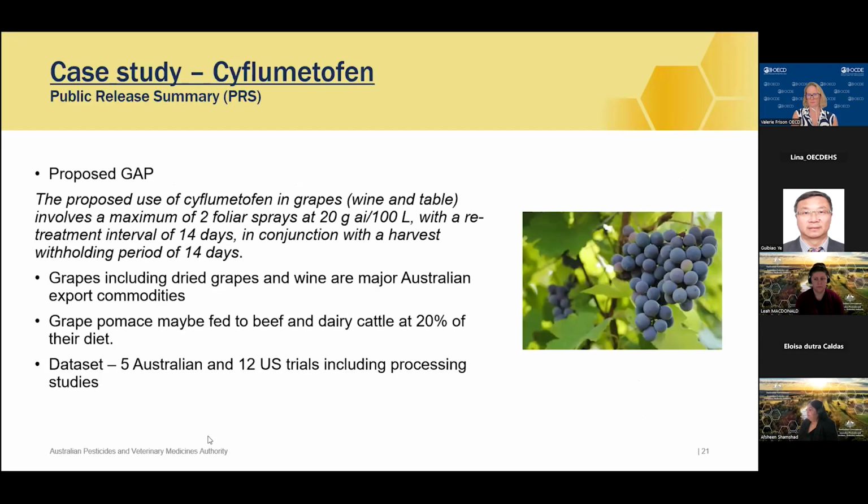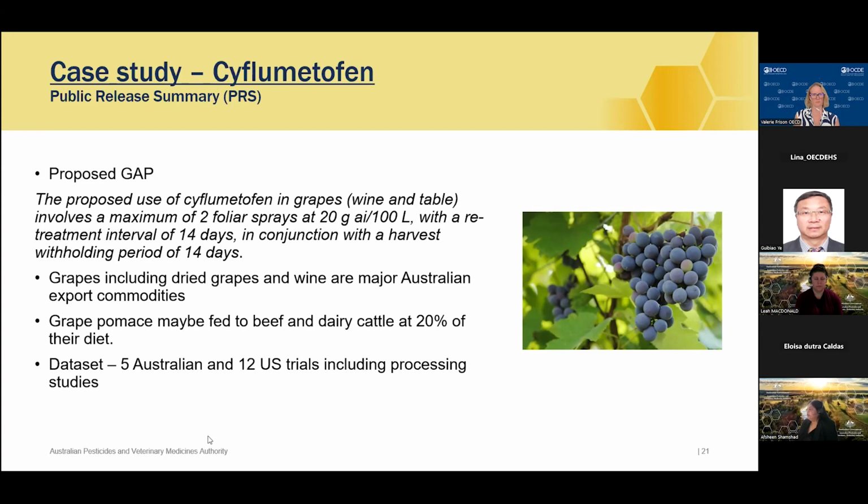So this product has been registered for use in other commodities as well, such as almonds and apples and citrus. But I chose grapes. It's publicly available information, available on our website at apvma.gov.au. So the proposed GAP was for use of cyflumetofen in grapes for wine and table grapes.